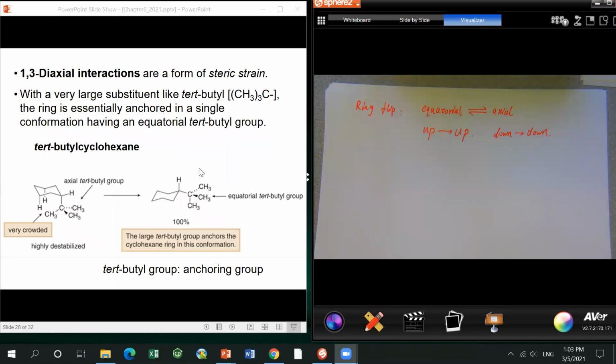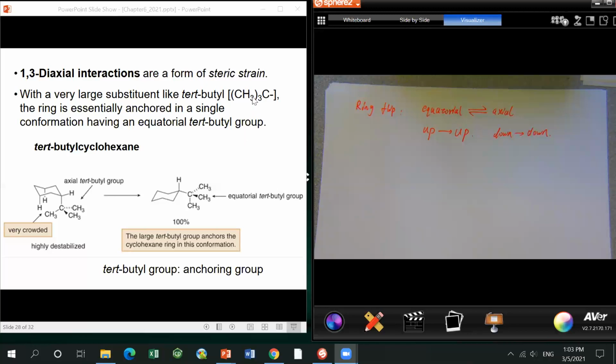If it's a more bulky group, for example the tert-butyl group. Ring flip is just a different conformation of one cyclohexane. I will show you more structures later, don't worry.